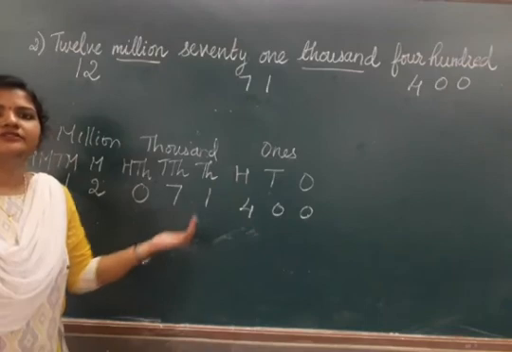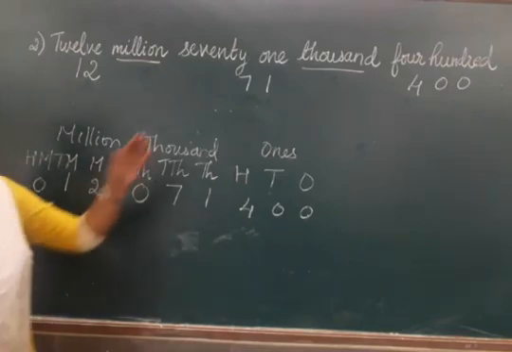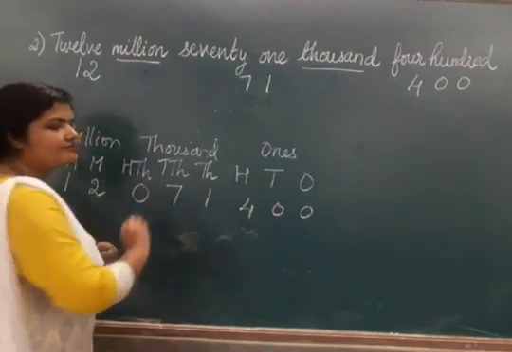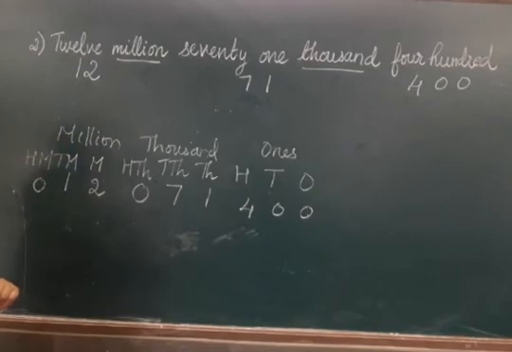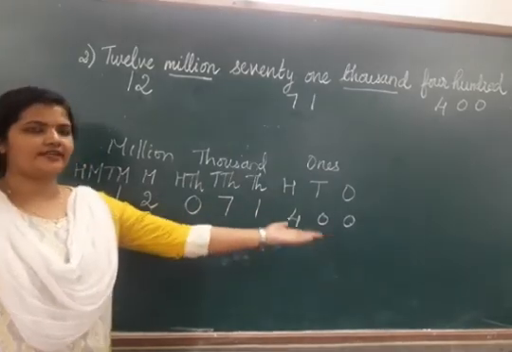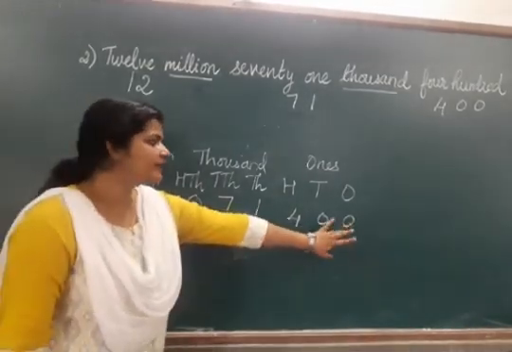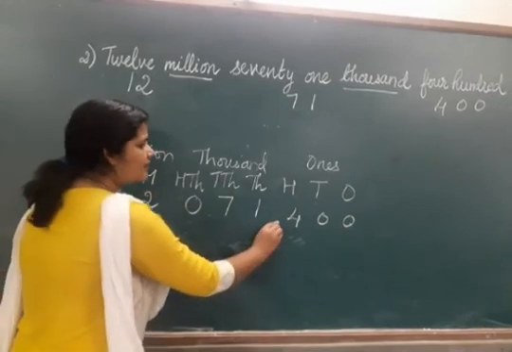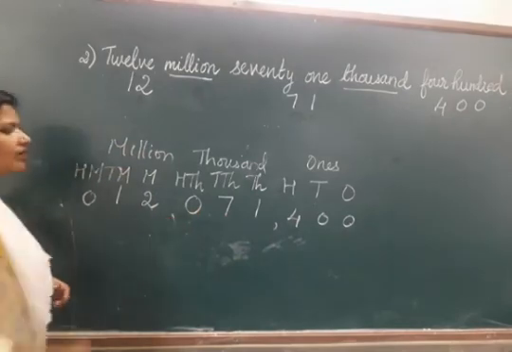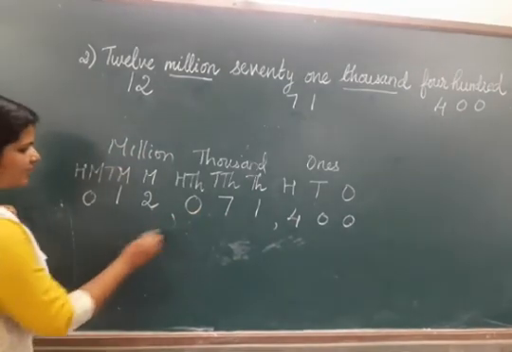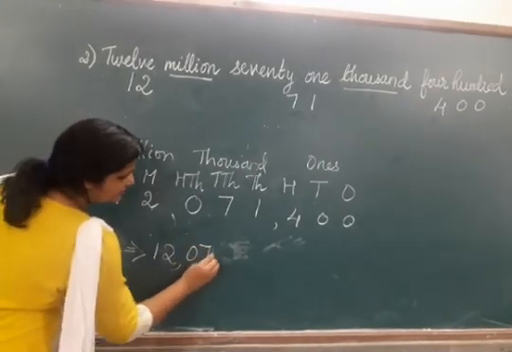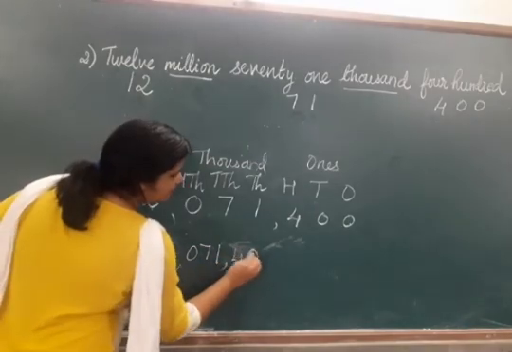Now let's put commas to separate the periods. So starting from the ones period, separating ones, tens and hundreds, put a comma. Now separate thousands, 10,000 and 100,000, put a comma, and next we have million. So this number can be written as 12,071,400.